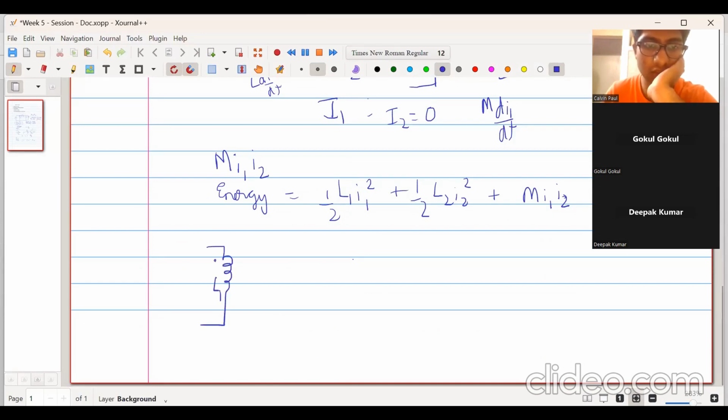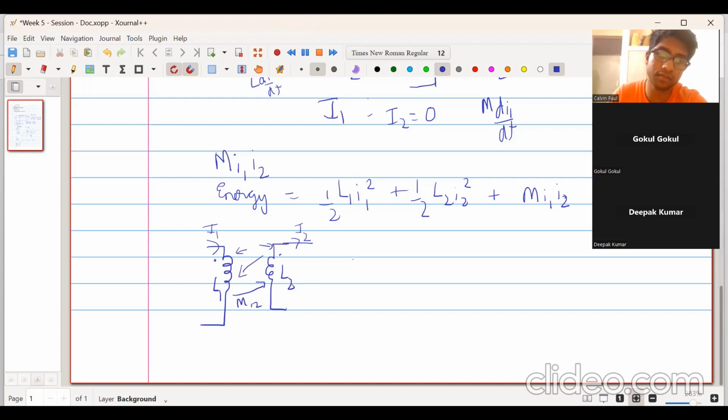This inductor L1, there's a dot. This inductor L2, there's another dot. There's some current I1 which is flowing, some current I2 which is flowing, and there's some sort of coupling between the two. Okay. So let us consider coupling from inductor L1 to L2. That is M12, the magnetic coupling from inductor L1 to inductor L2. Similarly, there's a magnetic coupling from L2 to L1. That is M21.